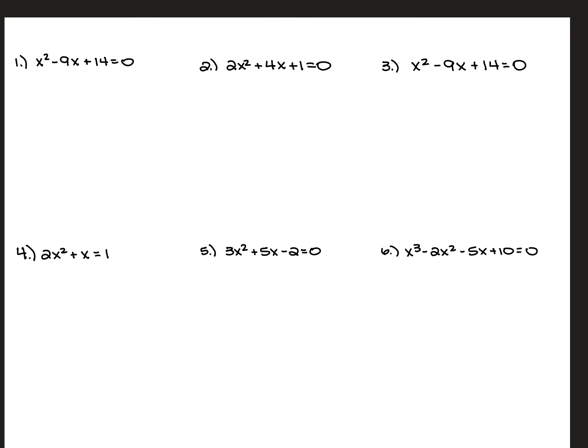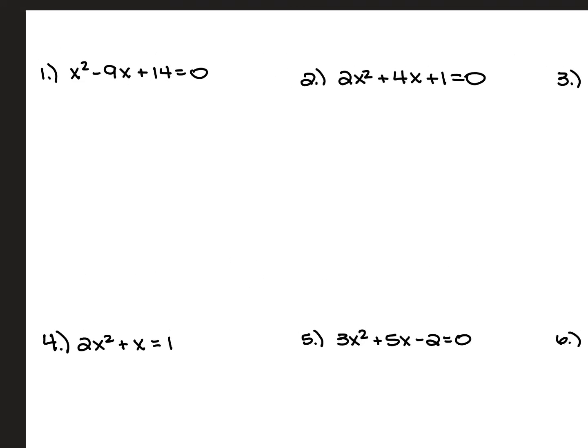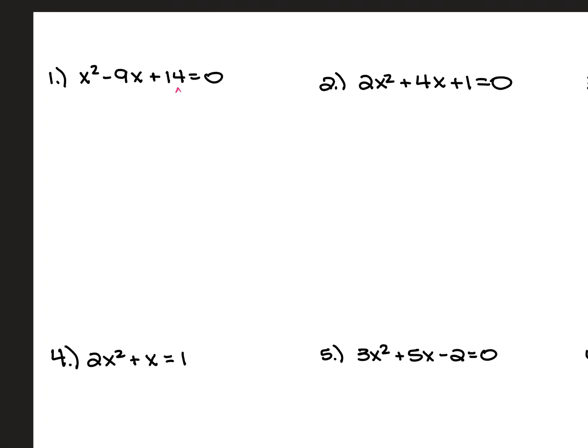For your first example here, you have x squared minus 9x plus 14 is equal to 0. Everything's on the same side, so find your factors of 14 that add up to be negative 9. You have negative 2 and negative 7 that equal negative 9. So this factors to give you x minus 2 times x minus 7 is equal to 0. Since this is completely factored from here, you're going to set each part equal to 0 and solve. So you're going to have x minus 2 is equal to 0 and x minus 7 is equal to 0.